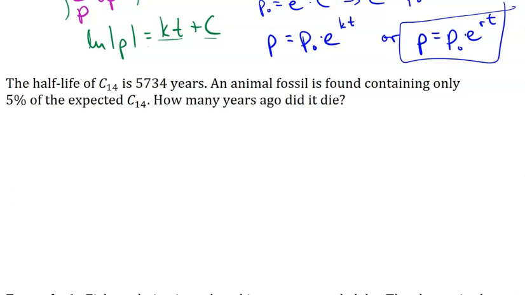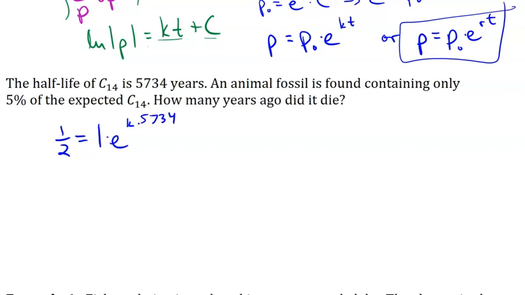It doesn't really matter how I do it. I'm going to use my initial population as just 1, and so then I'm going to say 1/2 as the after population. So that's going to be 1 times e to the k times the number of years that it takes for 1 to get to 1/2, which is 5,734. Okay. Then from there we can solve for k.